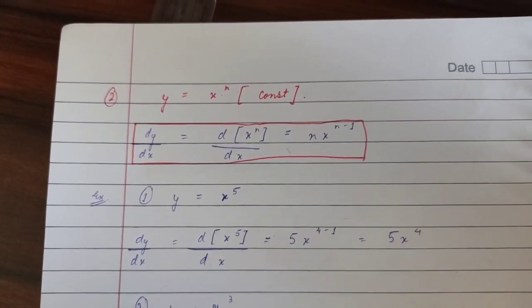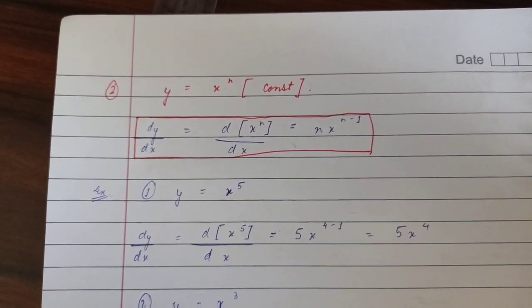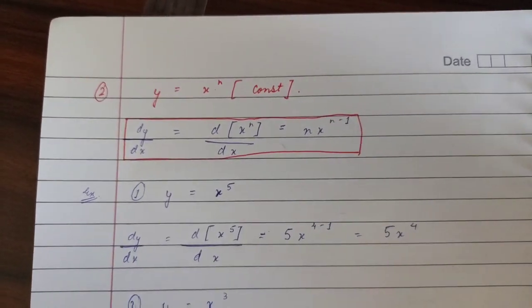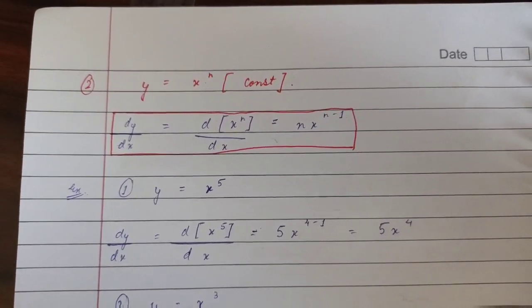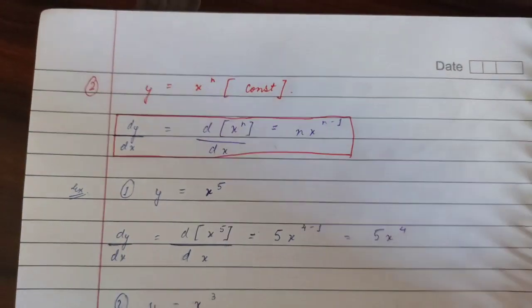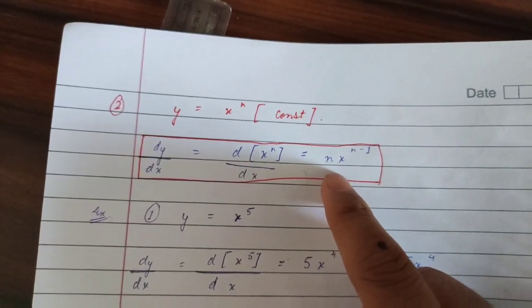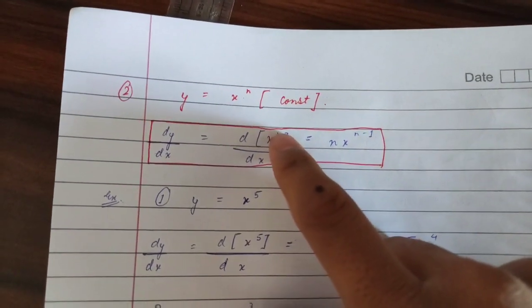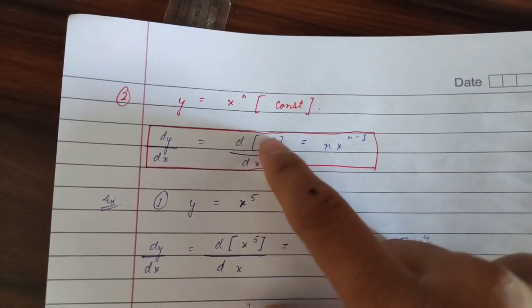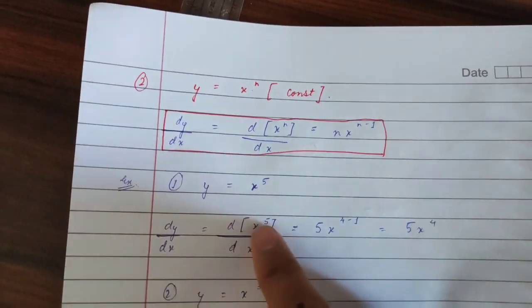Here also it is constant, so dy upon dx will be equal to d bracket x to the power n by dx. So here, this n will come out and it will become n x to the power n minus 1. We will subtract 1 from n, and n will also come down. Let us see this example.